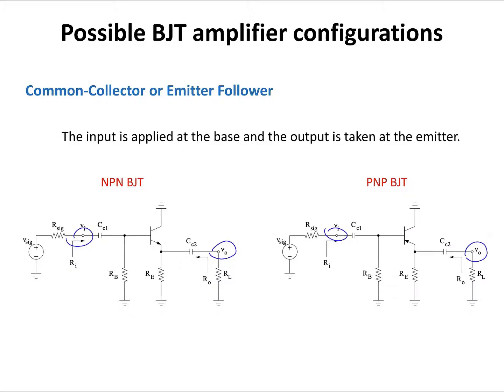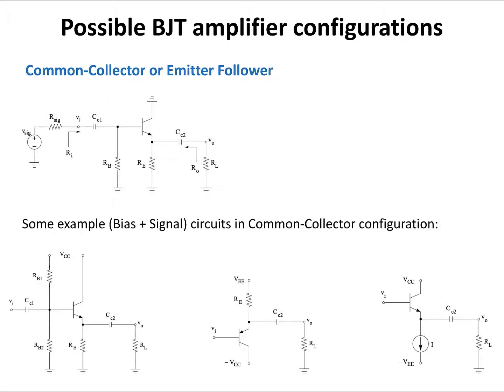Here are some examples of common collector or emitter follower BJT amplifier circuits. The top circuit is only the signal circuit, but the bottom ones show the entire amplifier circuit, including the bias and signal.